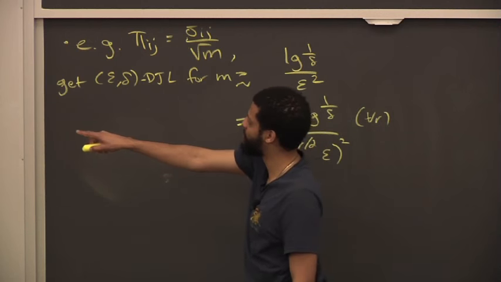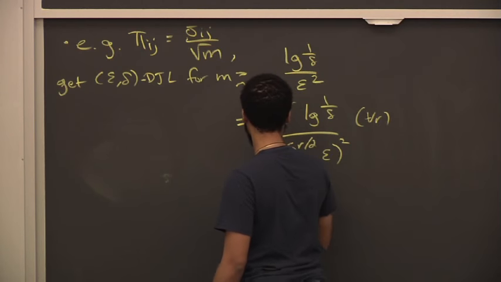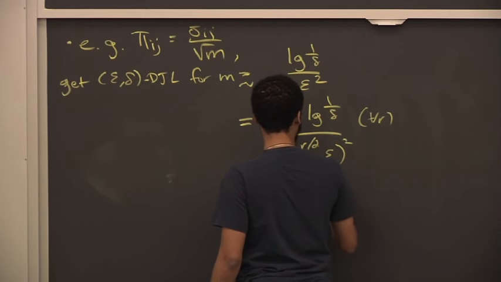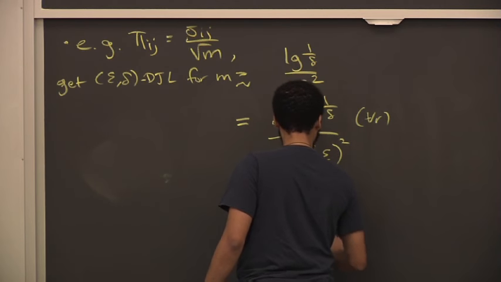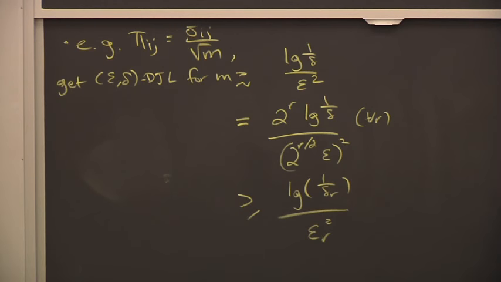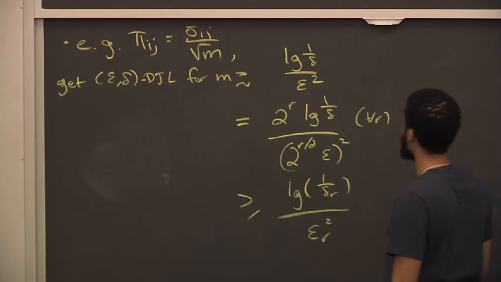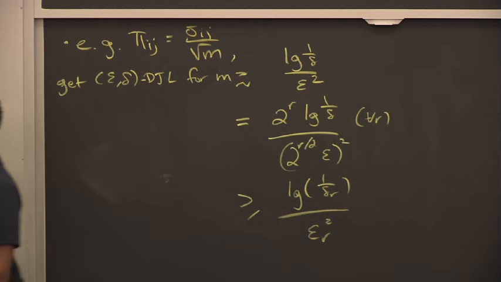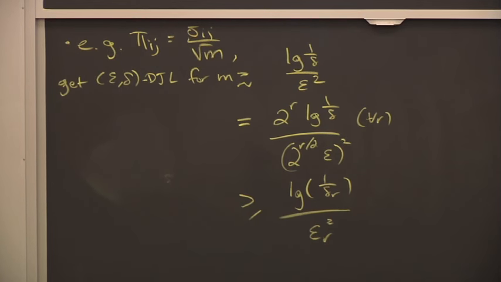And by our definitions of epsilon r and delta r, this is at least log 1 over delta r over epsilon r squared. So sub-Gaussian matrices, like random signs or Gaussians, satisfy this. This is like a multi-scale DJL. We want to satisfy DJL at multiple different scales simultaneously, because epsilon r keeps increasing as r increases. But sub-Gaussian maps basically do that for free.